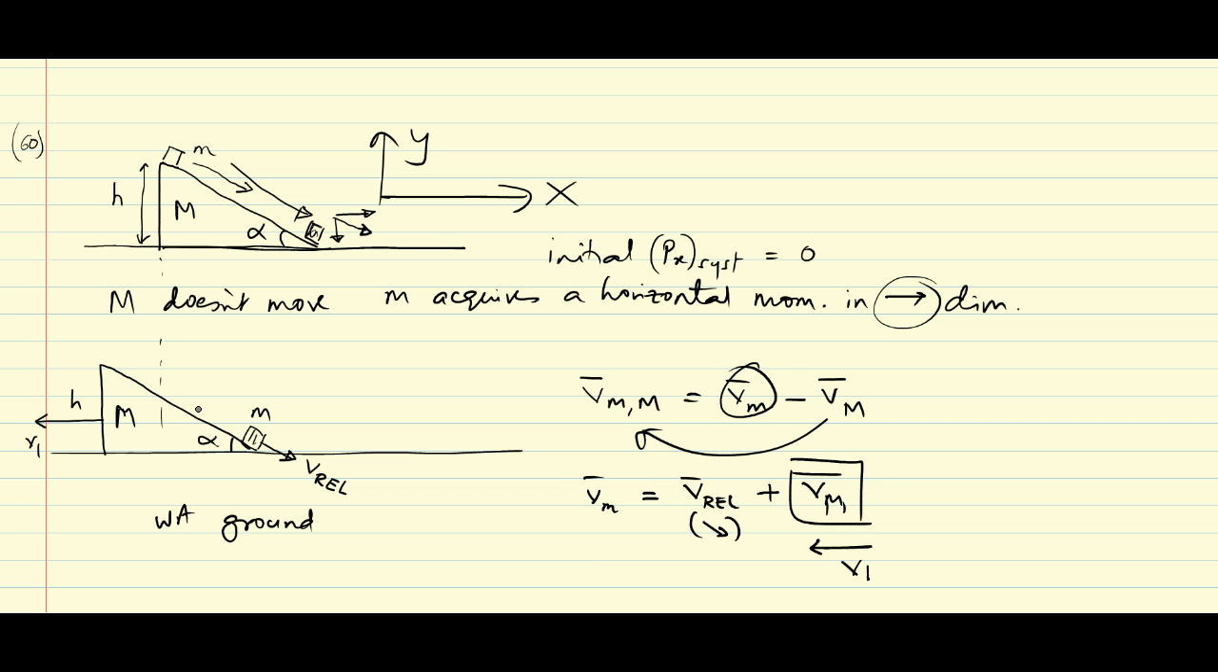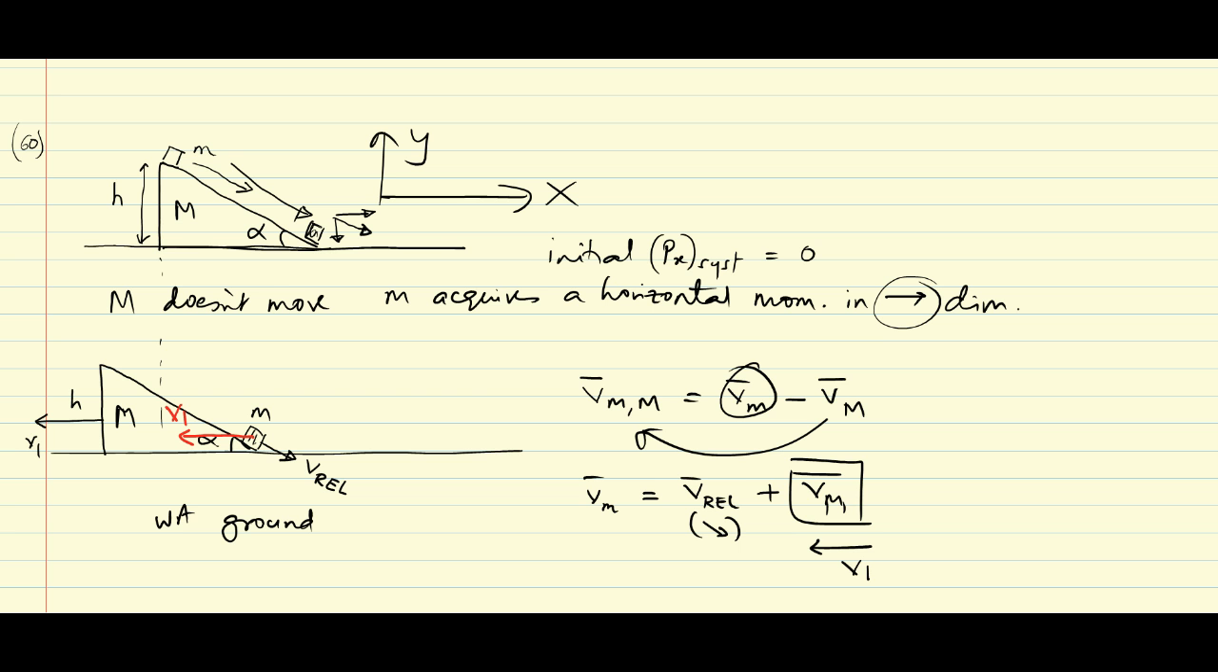So the velocity of capital M I already know, it is v1 in the leftward direction. So I'll just return to the picture and add a velocity component towards the left. That's v1. It's the same velocity as this. So the velocity of small m relative to the ground is the vector sum of this velocity and this velocity, and the velocity of capital M on the other hand relative to the ground is only this velocity.